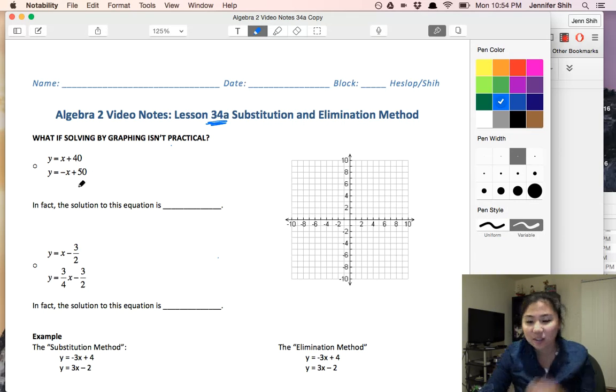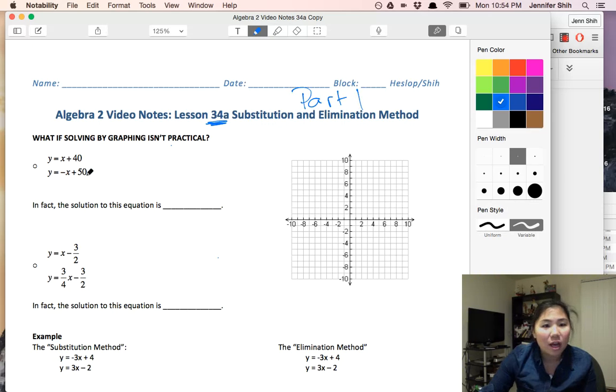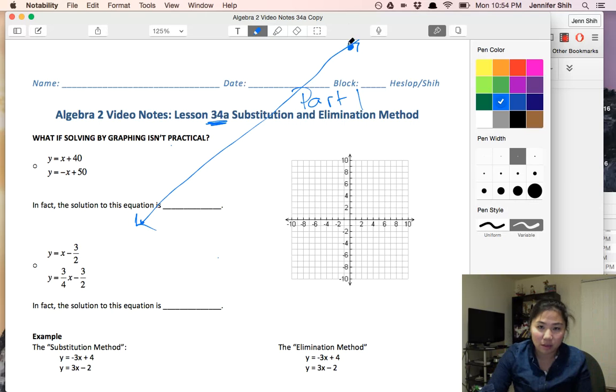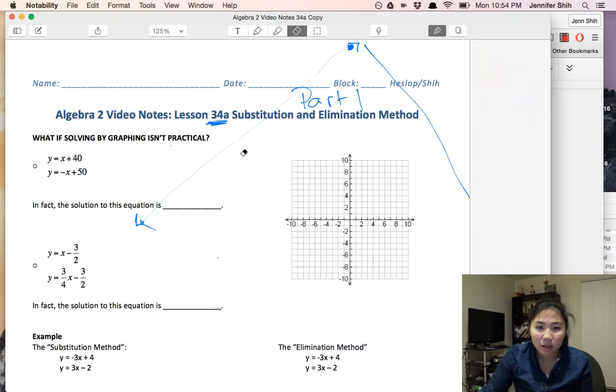For example, if I had this system of equations, this is also part one, by the way, there are going to be two parts. If I want to graph this, I'd say, great, the x-intercept is 40. Here's 10, so 40 is here, and it's a positive slope, so here's my line. And then if I want to graph negative x plus 50, my y-intercept is all the way up here. I'm just going to guess it's somewhere over here. I'm not sure. It's not practical to graph this system because of the large y-intercepts.